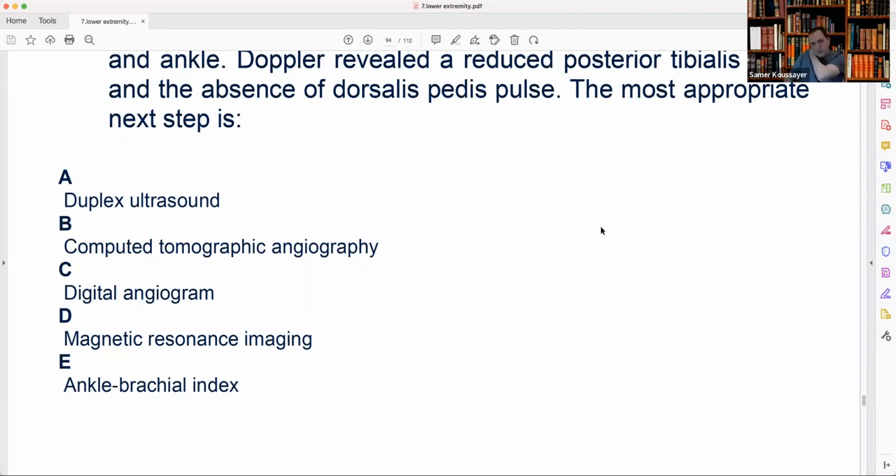So even if all the studies are okay, the best way to get all the information so you can fix it will be CT angiogram. And this is what we do, really.